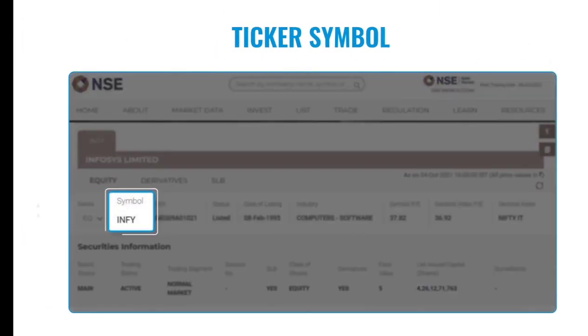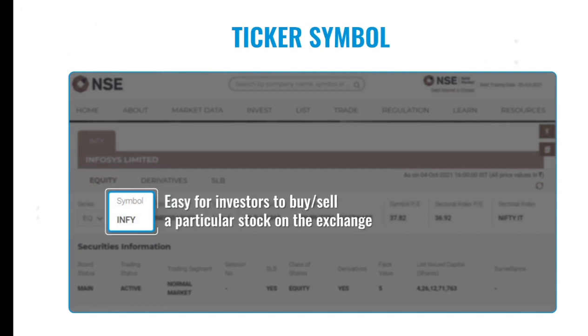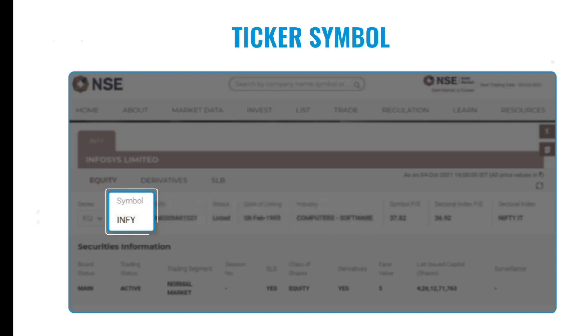Ticker symbol. It is a unique combination of letters that represent a particular stock listed on an exchange. Since the symbol refers to a specific stock, it is easy for investors to buy or sell a particular stock on the exchange. A company may have several ticker symbols, depending on the trading platform.